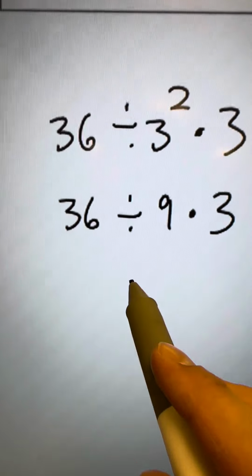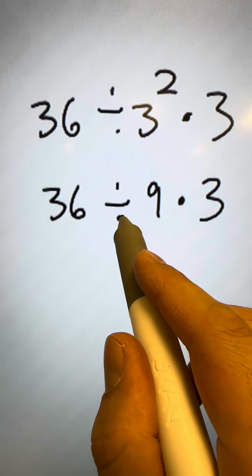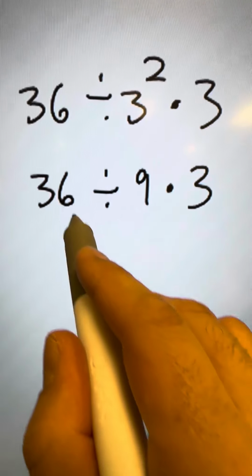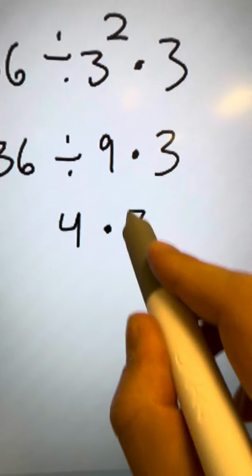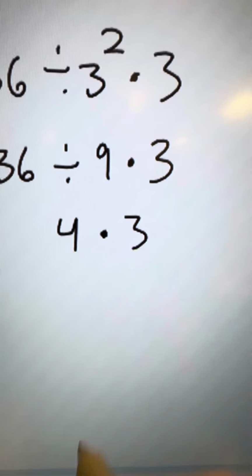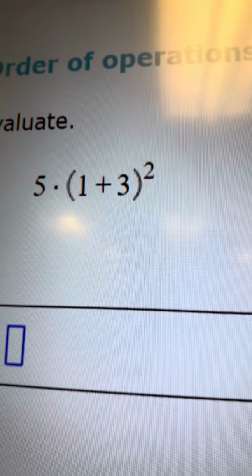And you can see in this problem that we do have multiplication and division left. Since division appears first from left to right, this is the first one we're going to do. So 36 divided by 9, we get 4. And then we bring down what's left. And then 4 times 3, the last thing is to multiply, we get 12. And we're going to try one more example.